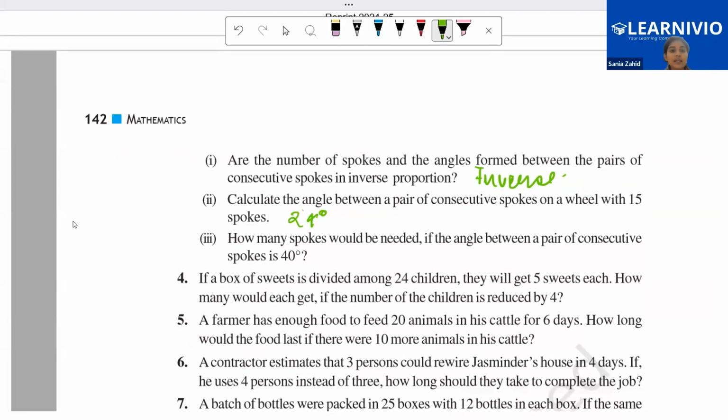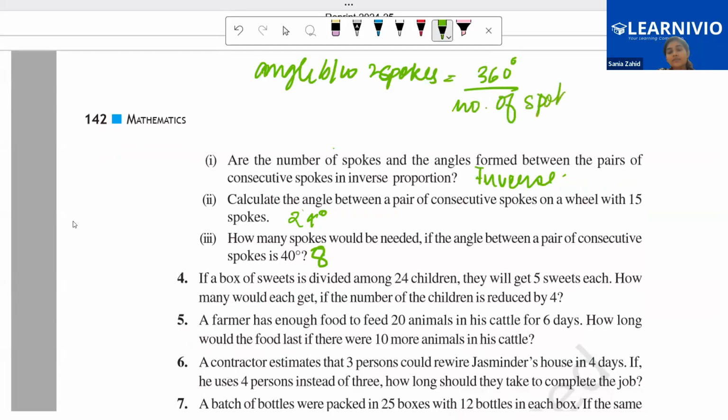8. 8. Very good. So you remember the formula that the angle between two spokes is equal to 360 divided by the number of spokes. I didn't understand the second part, the second bit. See, the formula is that the angle between two spokes is calculated by this formula: 360 by the number of spokes.